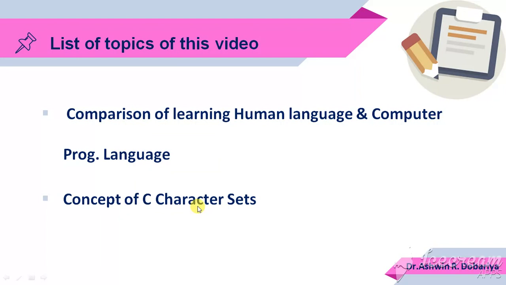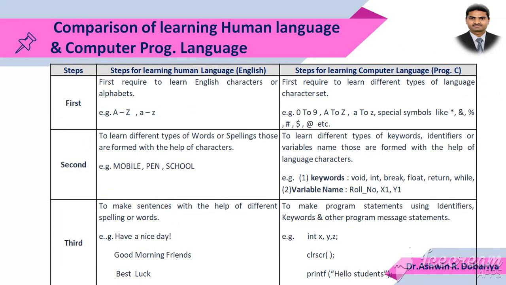And then after, if we want to start learning the C language, then we should be aware of the C character set. So these two topics we'll discuss in this video. The first topic is the comparison of learning a human natural language and a computer programming language. Here we'll take one example. Suppose we want to learn the English language, and in computer, suppose we want to learn the C language. Then how can we start?